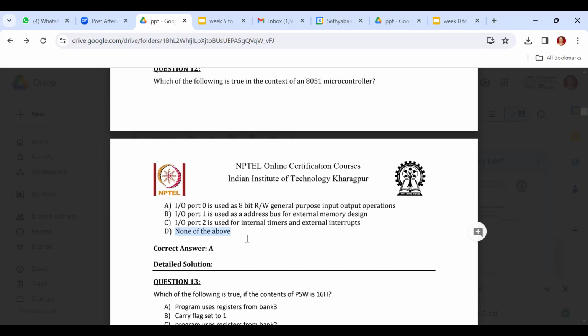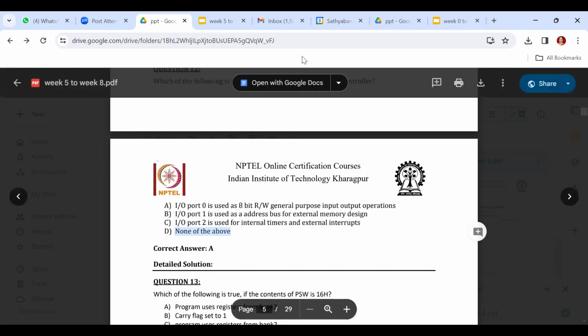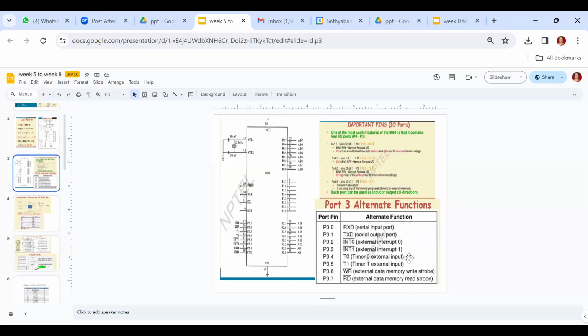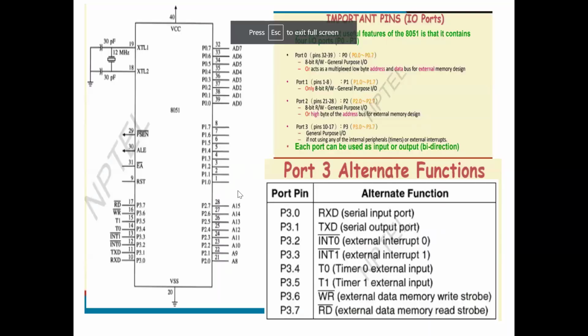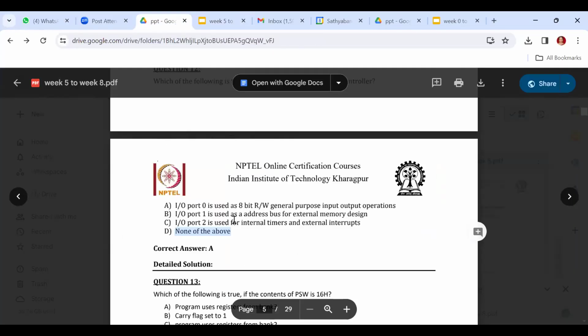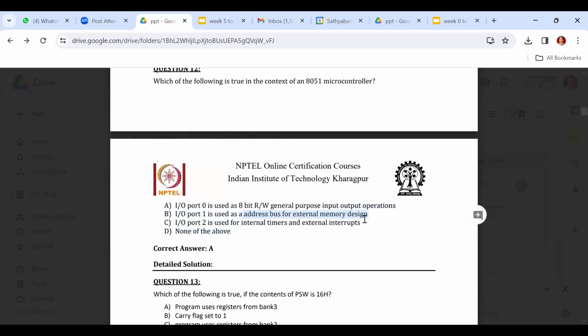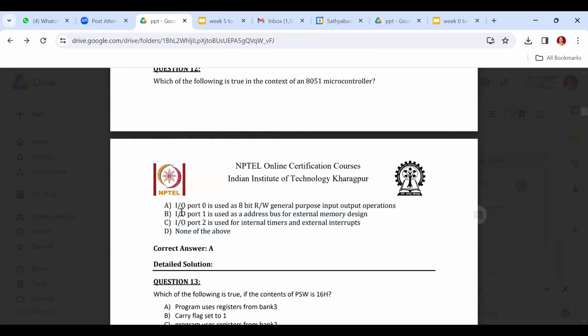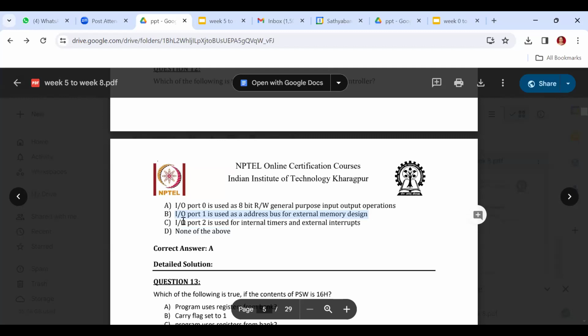Okay. Actually, port 1, we never use for any other thing. I think I have shown you this. Port 1, we were not using for anything. Port 0 is address and data. Port 2 is for address. And port 3 is for timers and serial communication. But here, they said port 1 is address. Which port are we using for the address bus? Port 2. So B is wrong.